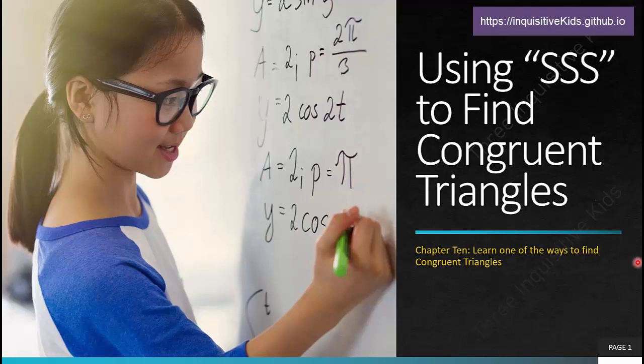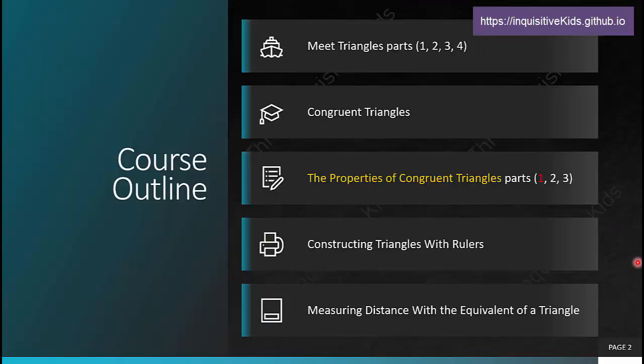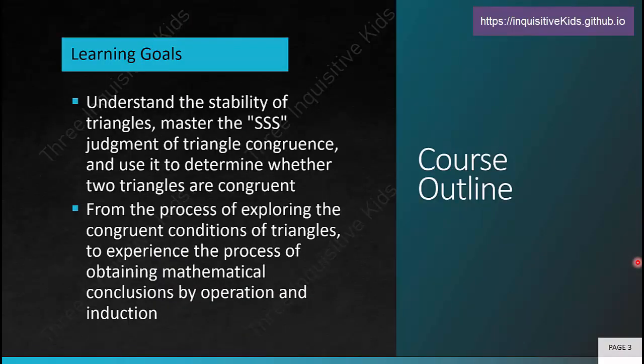Lesson 3. Using the SSS method to find congruent triangles. Chapter 10. Learn one of the ways to find congruent triangles. Learning goals for today. Understand the stability of triangles, master the SSS judgment of triangle congruence, and use it to determine whether two triangles are congruent. From the process of exploring the congruent conditions of triangles, experience the process of obtaining mathematical conclusions by operation and induction.